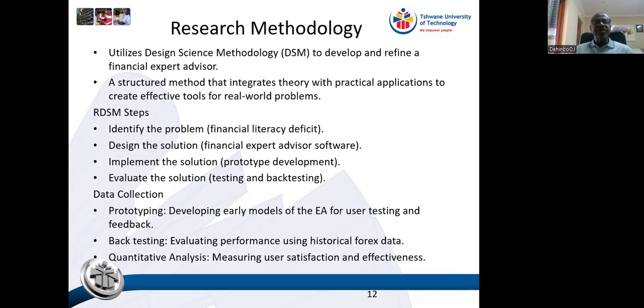So the methodology we are going to use here is the design science methodology. This methodology involves various steps, some of which include identifying the problem, which we have explained. We have looked at the literature also to be able to define the problem. The next step will be to define the solution, which is the expert advisor system. So that tells us that the main effort will be in the prototyping, which is the development of the system, and then testing the system and evaluating it.